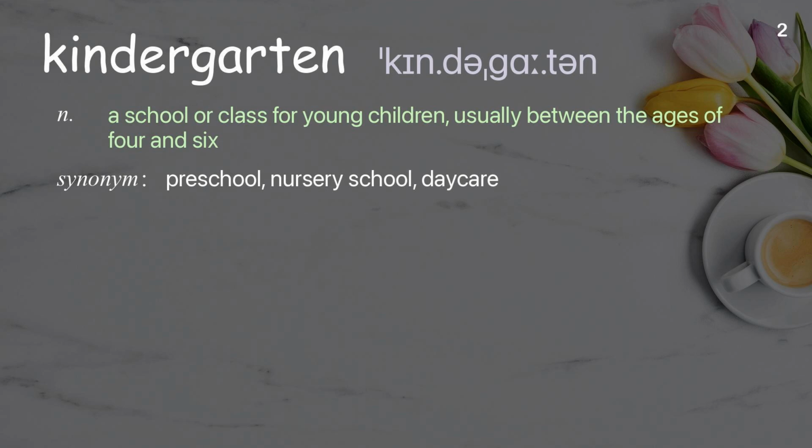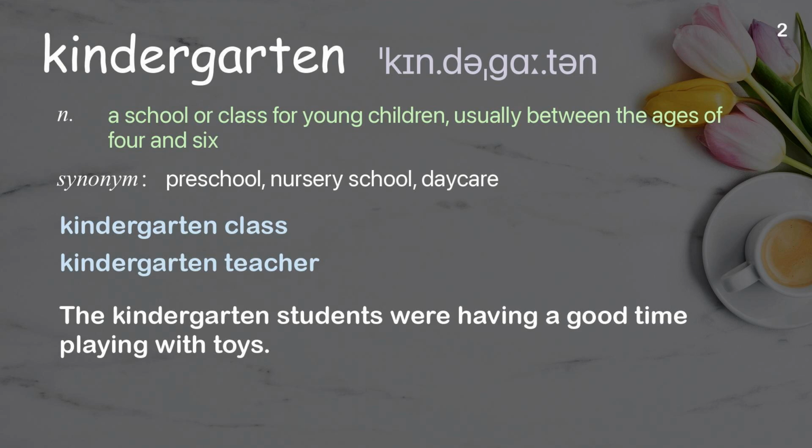Kindergarten. A school or class for young children, usually between the ages of 4 and 6. Examples: Kindergarten class. Kindergarten teacher. The kindergarten students were having a good time playing with toys.